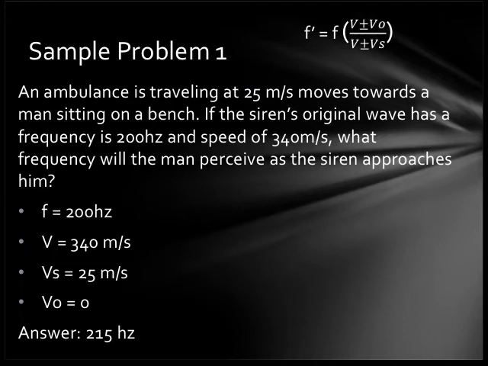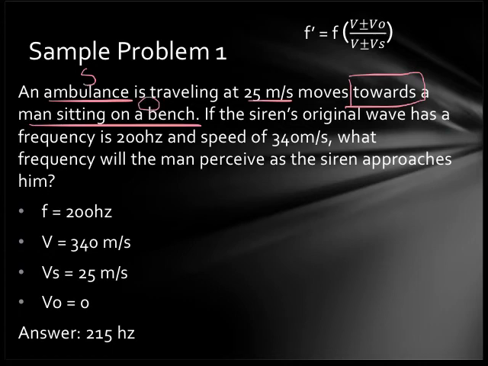Alright, so first sample problem, we have an ambulance. It's traveling at 25 meters per second. It's moving towards a man sitting on a bench. So which one is the source of the sound? That's going to be the ambulance, and the observer is going to be the man sitting on the bench. Okay? Then if the siren's original wave has a frequency of 200 hertz and a speed of 340 meters per second, what frequency will the man perceive as the siren approaches him?